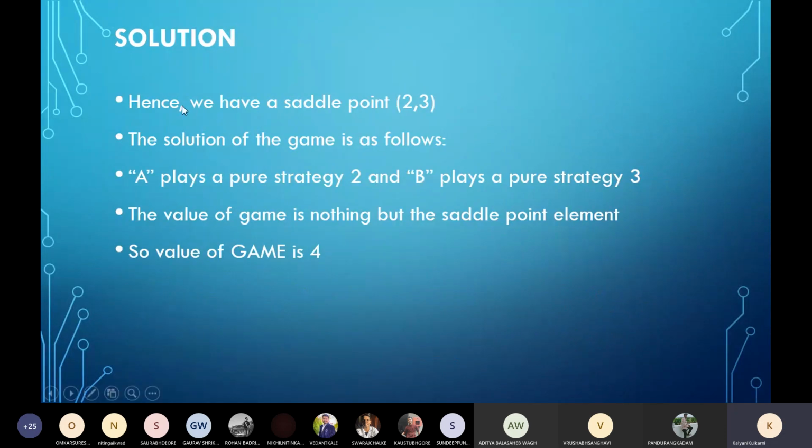So yes, this is the solution. The saddle point is obtained at C23, and the solution of the game is as follows. A plays pure strategy 2, that is, row 2. Player B plays pure strategy 3, that is, column 3. And the value of the game is nothing but the saddle point element. So the value of the game is 4. Quickly write this down. This is how you are going to write your final answer for your matrix. Technically, it is known as a payoff matrix. Note this down.